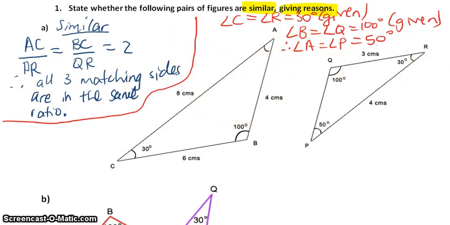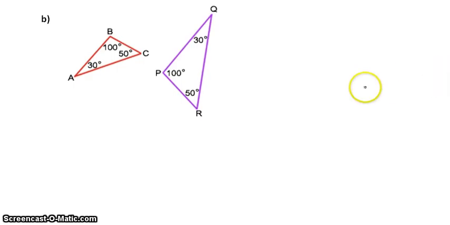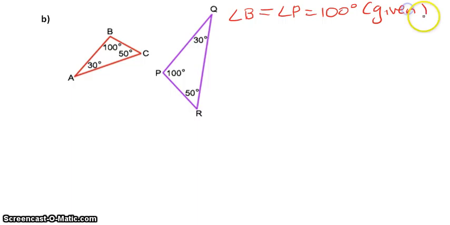Okay, so that's important. Let's have a look at the next one. Are these similar? Yes or no? So I've got this point here, 100. I've got 30 and 50. So perhaps this has been transformed and reduced down. But I would say that yes, these are in fact similar. And I'm going to prove it using the angles because I have no sides. So I'm going to say this, angle B equals angle P equals 100 degrees, given. Angle C equals angle R equals 50 degrees.